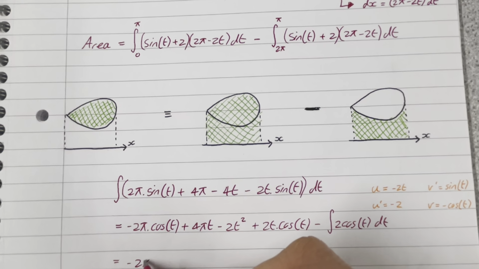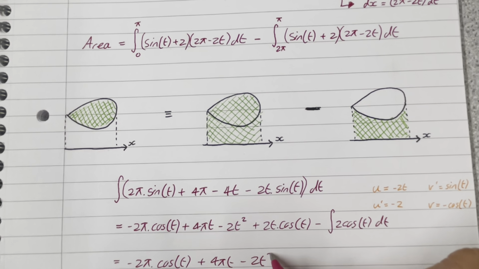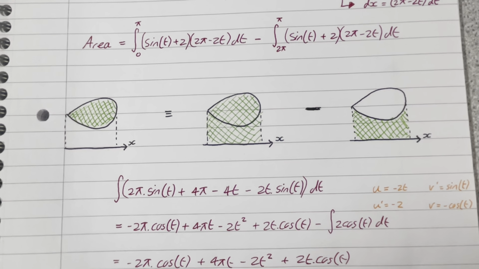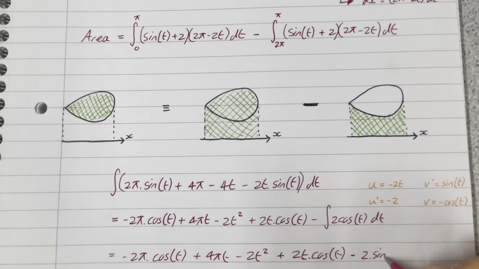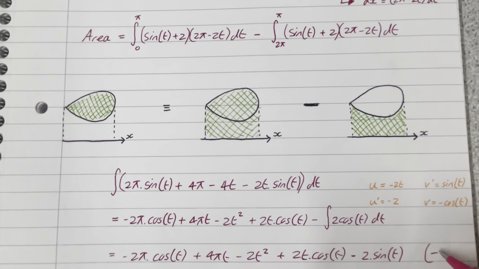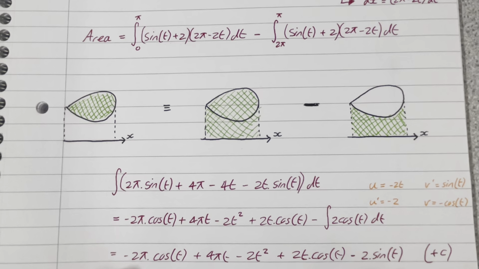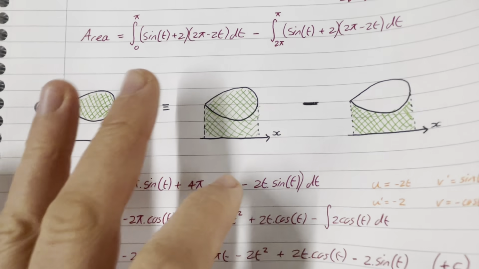So I get minus 2 pi times the cosine of t plus 4 pi t minus 2t squared plus 2t times cosine of t. And then cos integrates to sine. So I get minus 2 sine of t. Okay, and then the plus c, but I don't need that. So that is my integrand, and that's what I'm going to be plugging my limits into. So let's just turn the page and copy that one over.